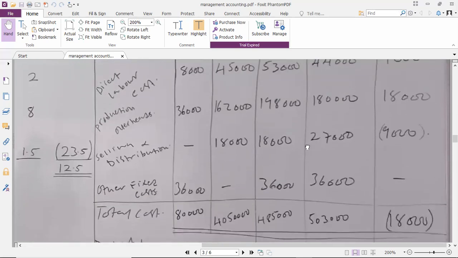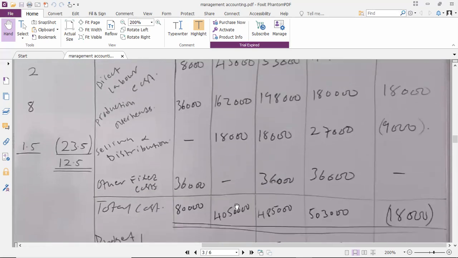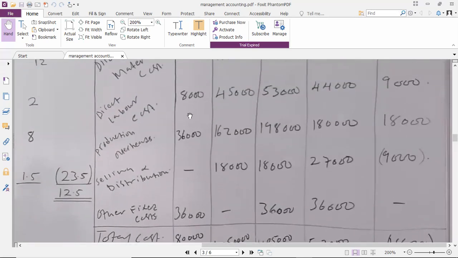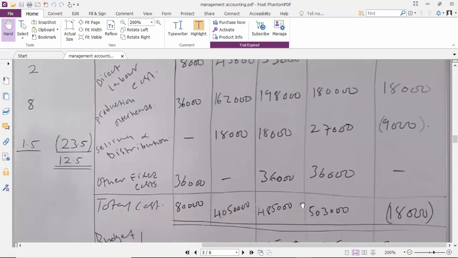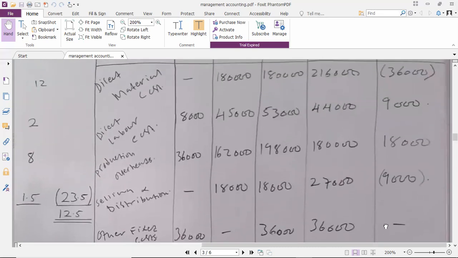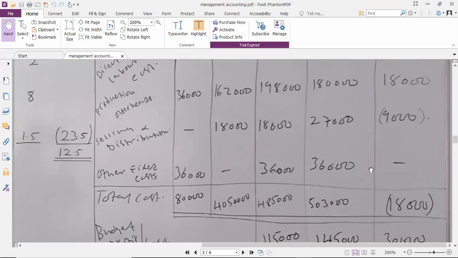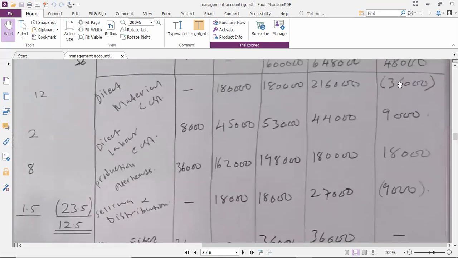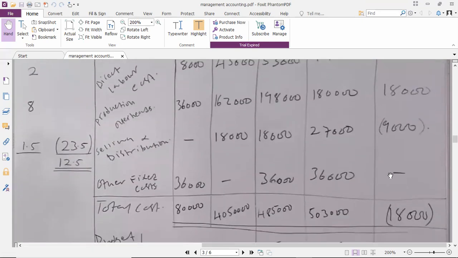Now, to get the total cost here, what you do is sum up from the direct material cost to the other fixed costs, and you get all this total cost over here. So for the variance, for you to know that whatever you are doing is right or wrong, when I add from this 36,000 to this 0 over here and I get 18,000, the difference between the 485,000 and the 503,000 should give me 18,000 negative. If I don't get that, then it means that whatever I'm doing is wrong.